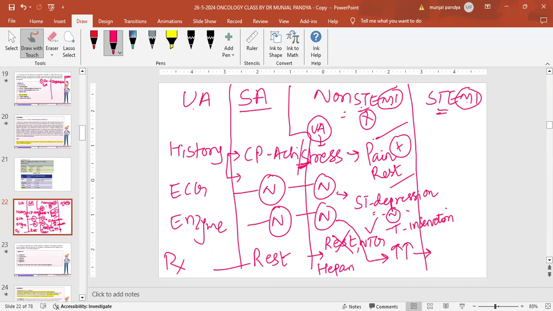So when there is the word MI, MI means myocardial infarction. Myocardial infarction means there is a hampering of the blood flow to the muscle of the heart. That is called MI. Ischemia is different, infarction is different. Ischemia is just a reduction of the blood flow. Infarction means because of the blockage there is a dying of the cardiac muscle or myocardium. So ischemia is less severe, infarction is more severe.